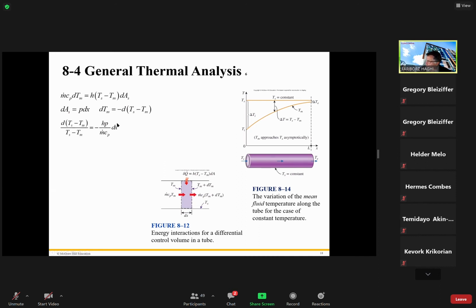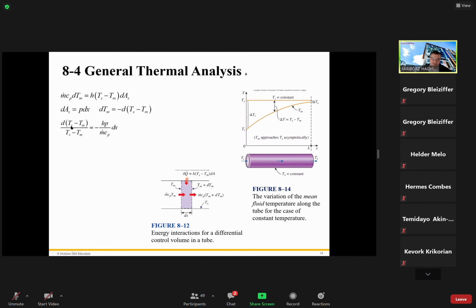Any questions about this expression, please? Do you have any questions on how we got this far? Therefore, we write a simple energy balance equation for a control volume, and we replace them with the variables that we have. Again, we are changing the temperature, because we have dTm here and Ts minus Tm here. Therefore, this is exactly the same as the one we had over there. The derivative of this one is exactly the same as the derivative of this one.